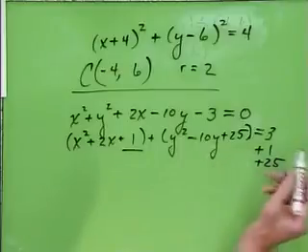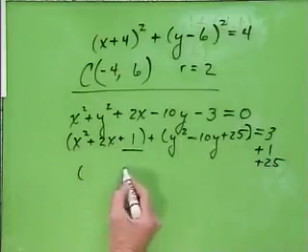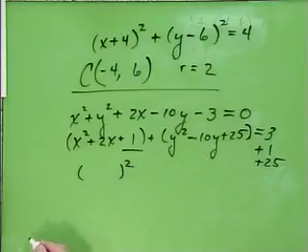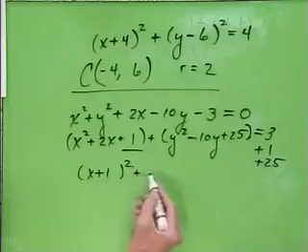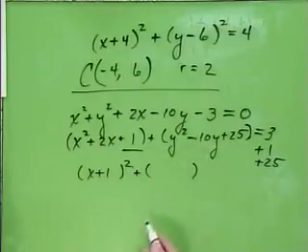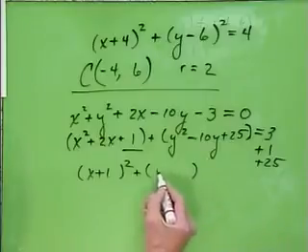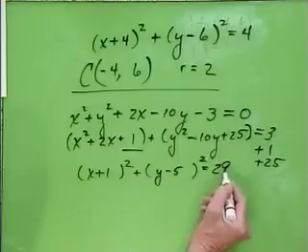Normally I'd write that out horizontally, but I'm kind of pressed for space. So this is now a perfect square. What is this the square of? X plus 1. X plus 1 squared, very good. And what's the other one squared? Let's see. Jeff, what's this other one squared? Y minus 5 squared. Y minus 5 squared, yes. And that's going to equal 29.